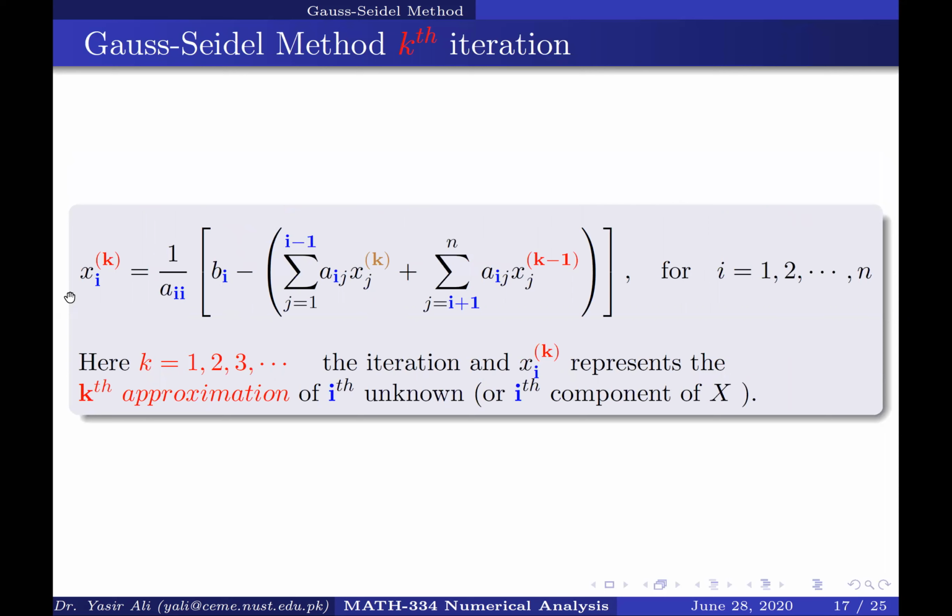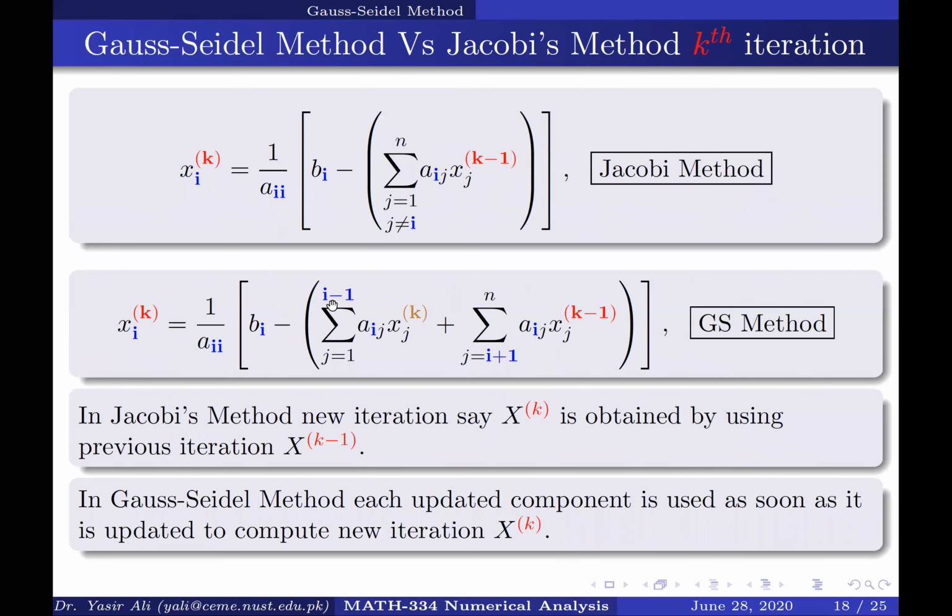So this is the compact form of it, that for the ith component, we will use i minus 1 new values, and then from i plus 1 up till n, we will use old values for the Jacobi method. So this is the comparison of these two.